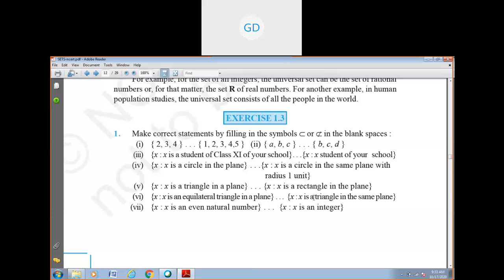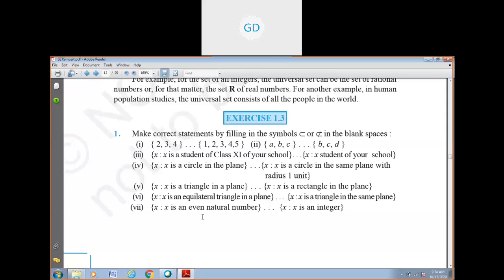X is an equilateral triangle in a plane. And next, X is a triangle in a plane. So this is a subset, because X is an equilateral triangle. So in the first set, only those triangles are there which are equilateral. And in the second set, a collection of all possible triangles. So in all possible triangles, definitely equilateral triangles are also lying in this collection, because this is after all the second set, a collection of all possible triangles. So obviously it is a subset. Subset number 6, so it is a subset.